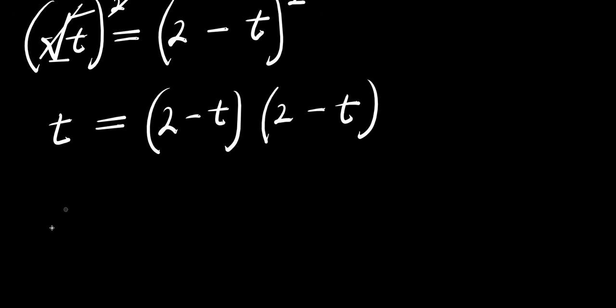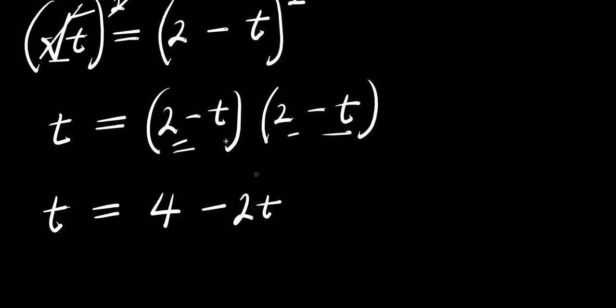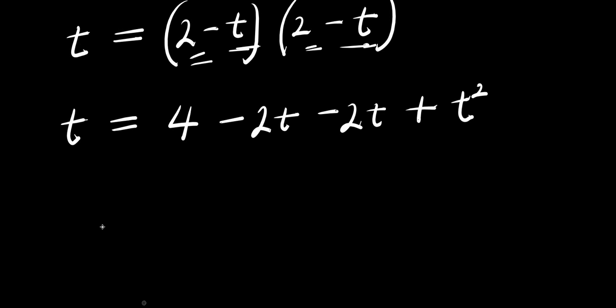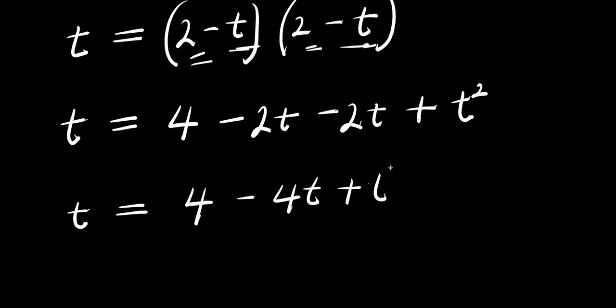So from here, I have t equals 2 times 2, that is 4. 2 times minus t, minus 2t. Minus t times 2, minus 2t. Minus t times minus t, plus t squared. From here we have t equals 4 minus 4t plus t squared.